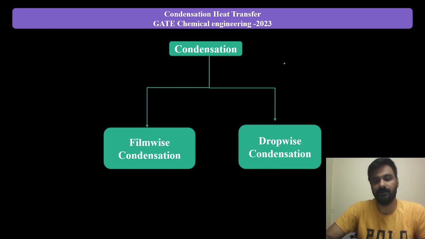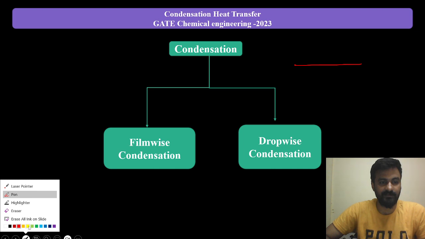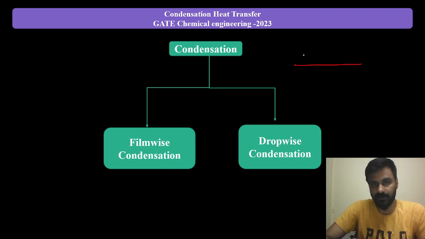In condensation, what takes place in this unit operation is that the vapor comes in contact with a cold surface and gets converted from vapor to liquid. Here you can see there will be a cold surface, and the temperature of this cold surface will be less than the temperature of the vapor. I'm assuming this is a cold surface. What will happen if vapor comes in contact with this surface? This vapor will start getting converted from vapor to liquid.